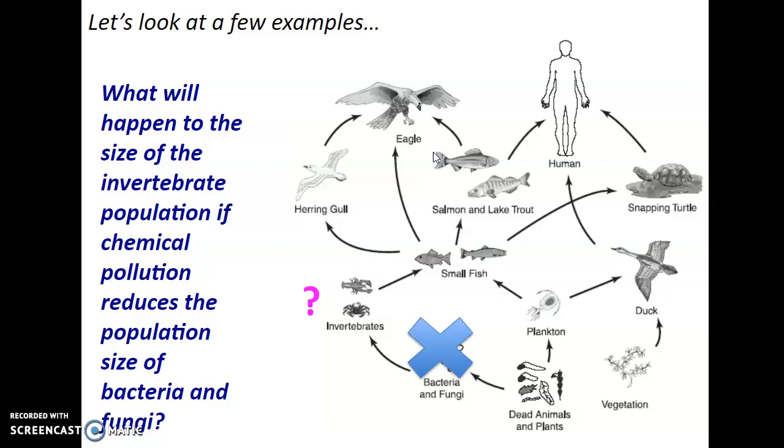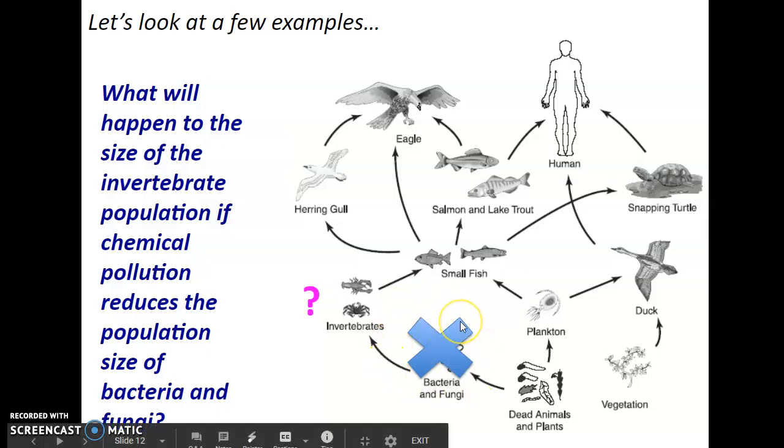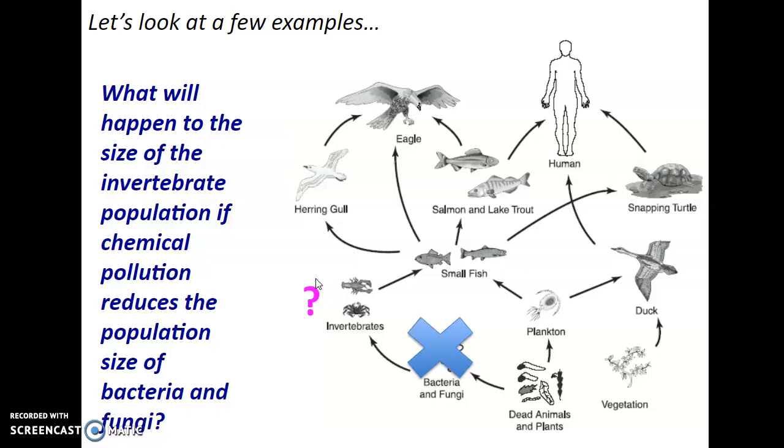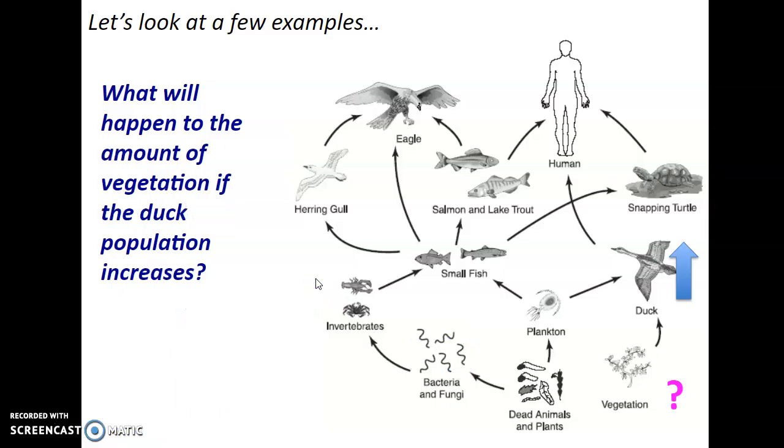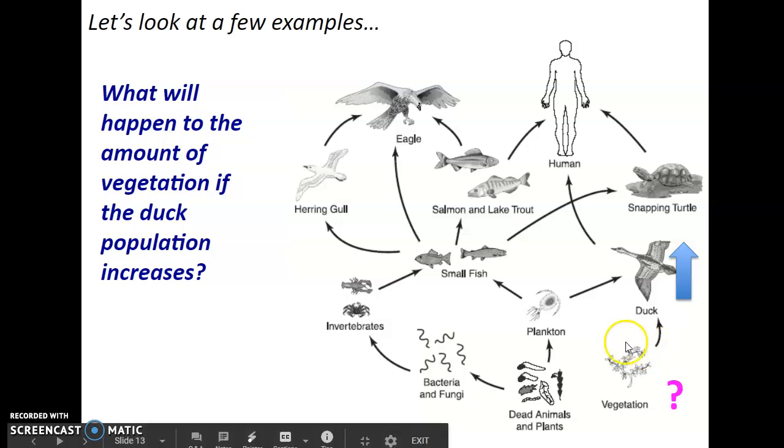All right, and what do we think is going to happen to the invertebrate if bacteria and fungi decrease? Invertebrates eat bacteria and fungi, so because of that, we would say that the invertebrate population would decrease. Then what will happen to the amount of vegetation if the duck population increases? If we have more ducks, we know ducks eat vegetation, so our vegetation would decrease.